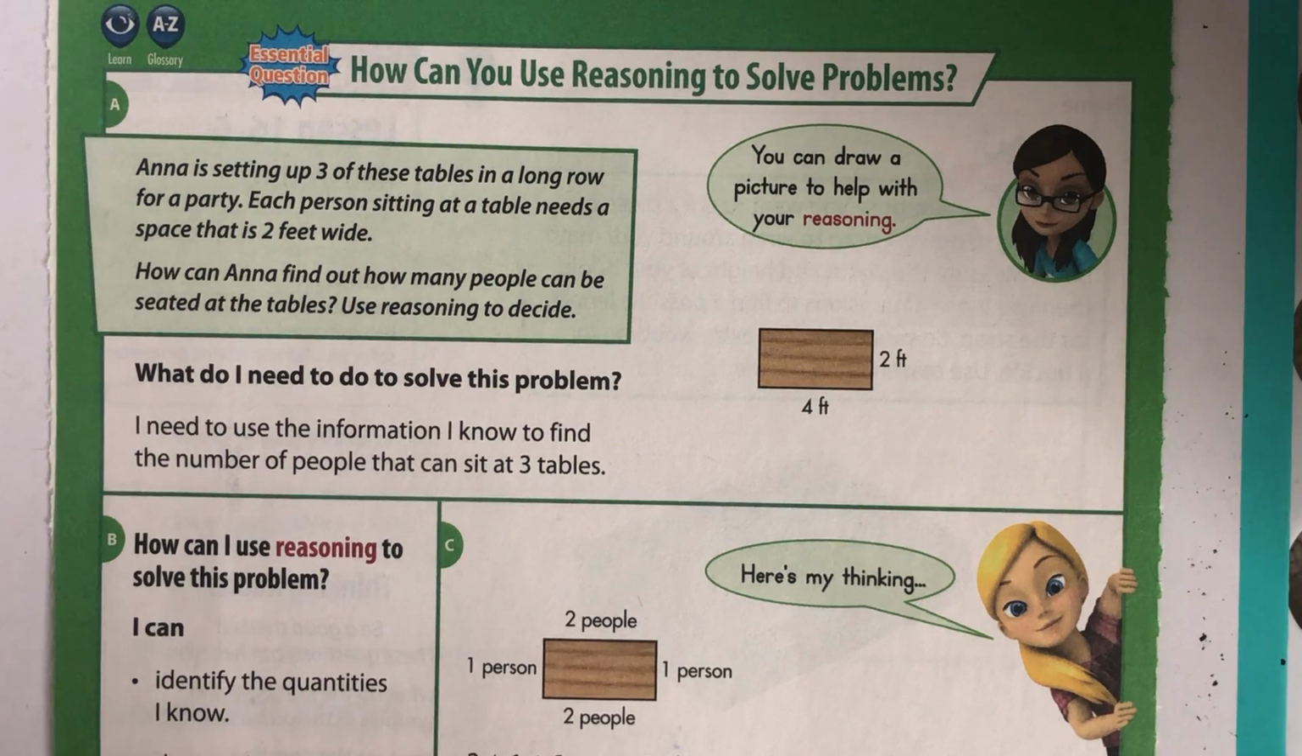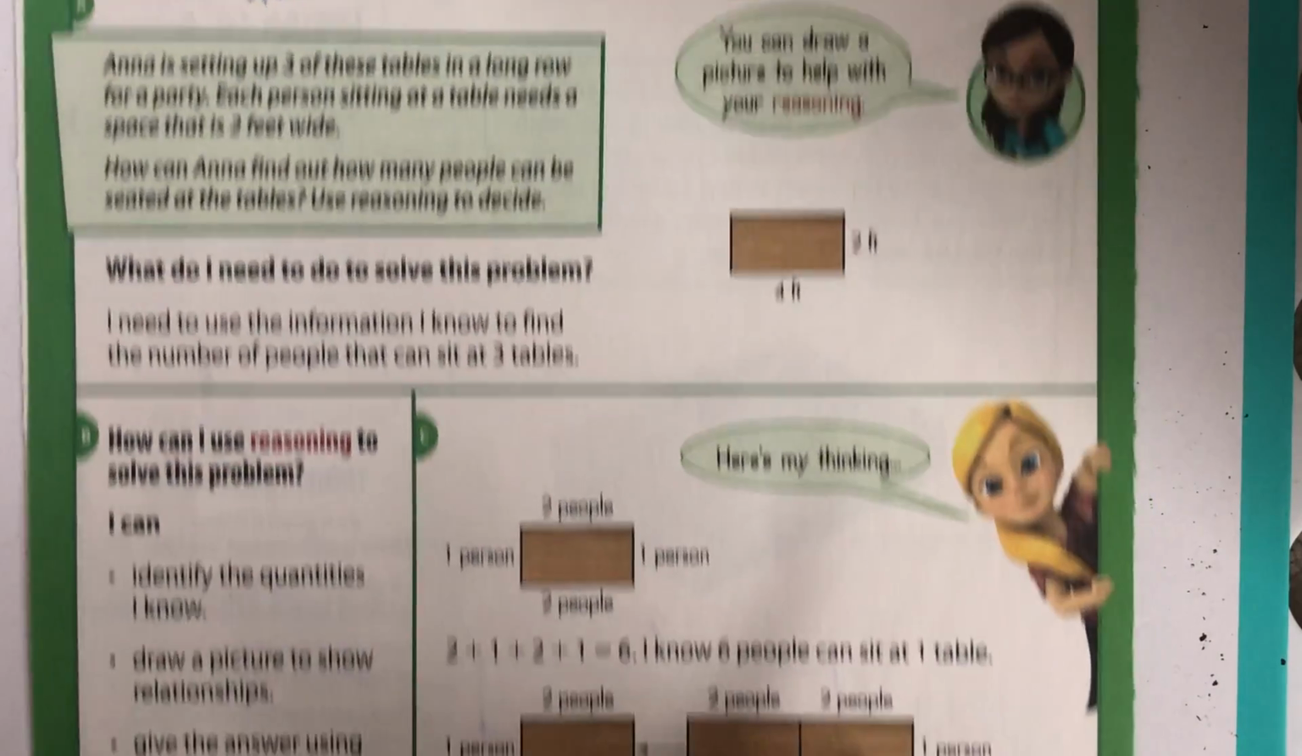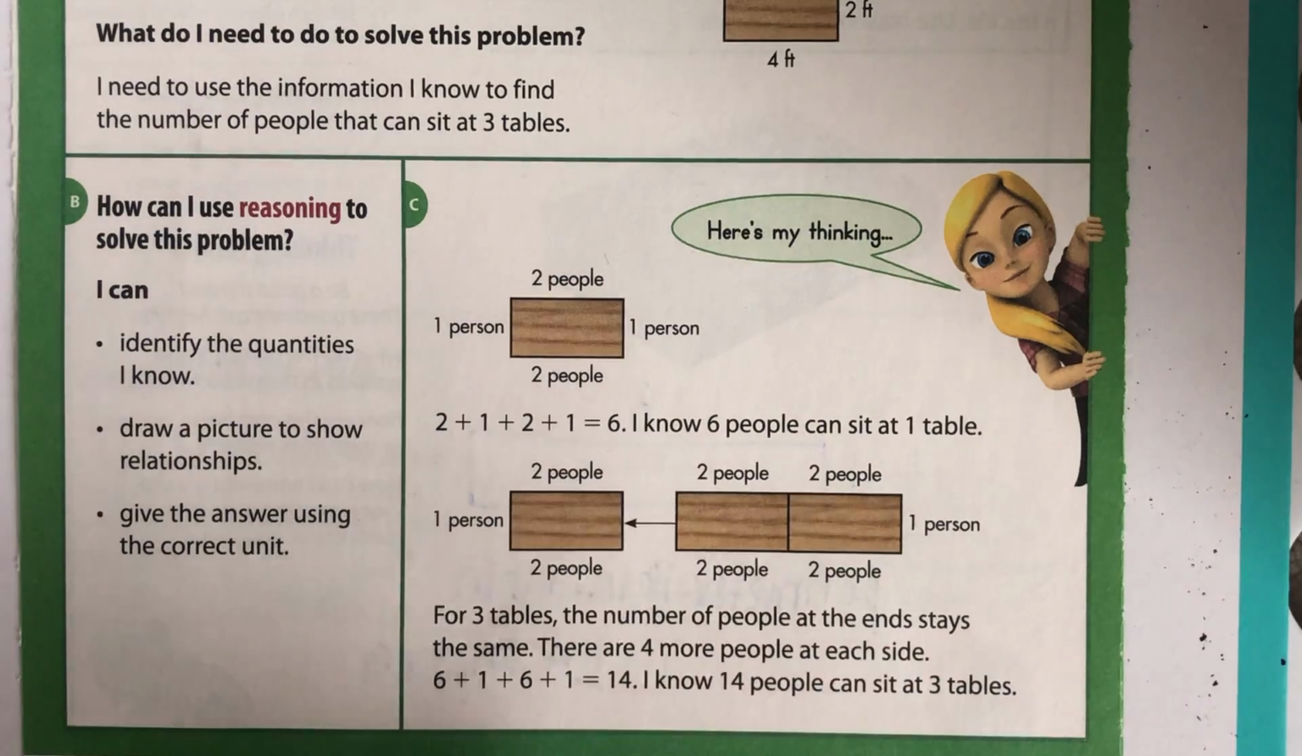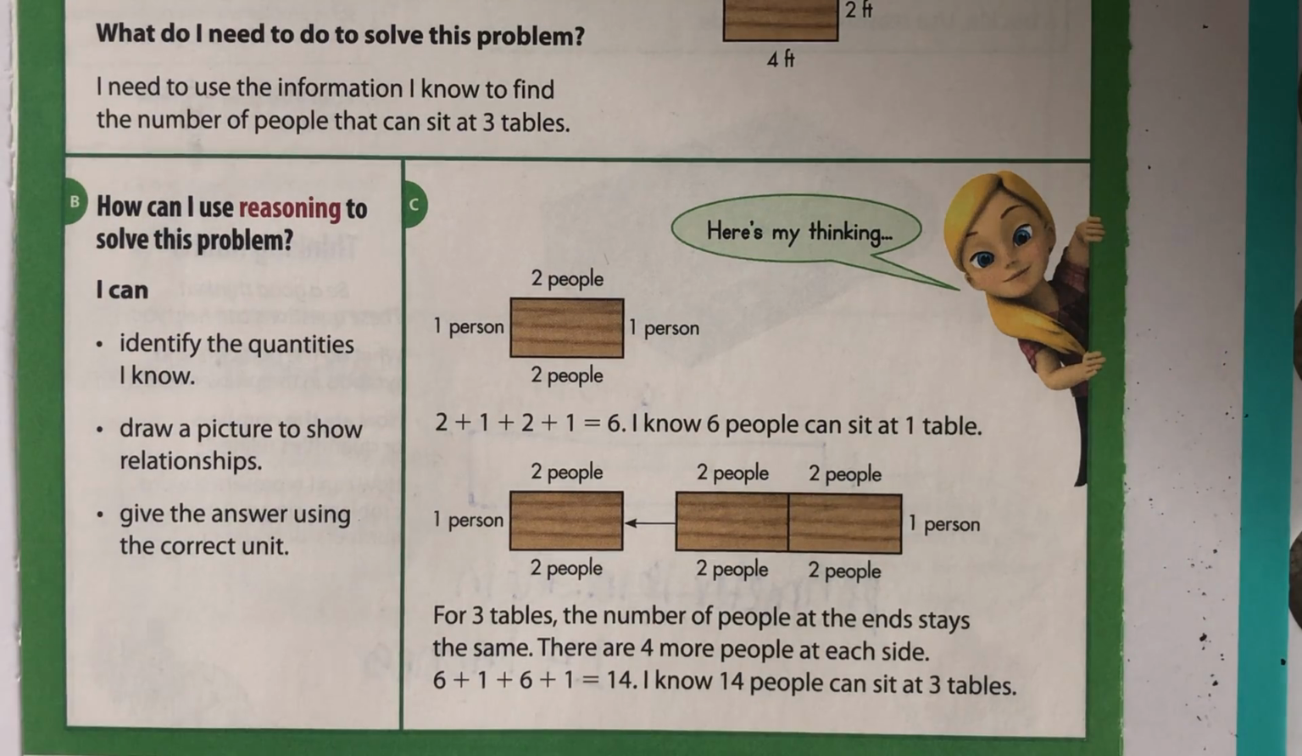You can draw a picture to help you with your reasoning. 4 times 2. How can I use reasoning to solve this problem? I can identify the quantities known, draw a picture to show relationships, give the answer using the correct unit. Here's my thinking. 1 person, 2 and 2. 2 plus 1 plus 2 plus 1 equals 6. I know 6 people would be able to sit at one table. For 3 tables, the number of people at the end stays the same. There are 4 more people on each side, so I know 14 people can sit at 3 tables.